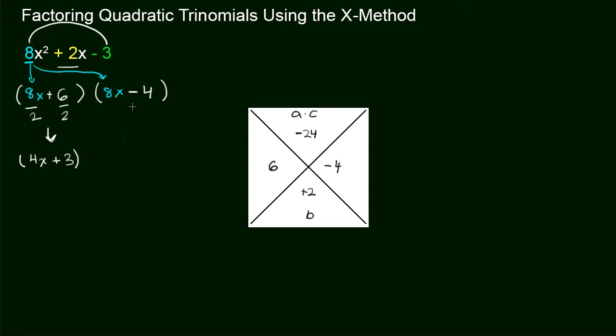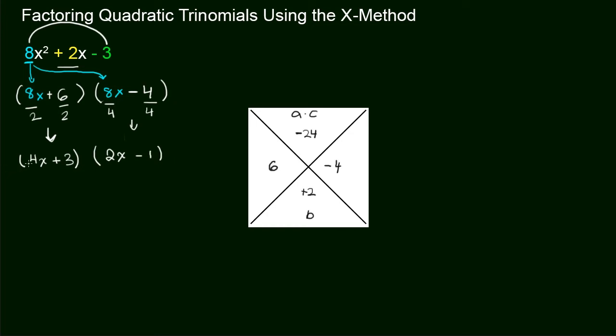In this binomial expression, I have 8x and negative 4. Both 8 and 4 are divisible by 4. And when I divide that by 4, I am left with 8 divided by 4 is 2, and there's an x over there. And negative 4 divided by 4 is negative 1.